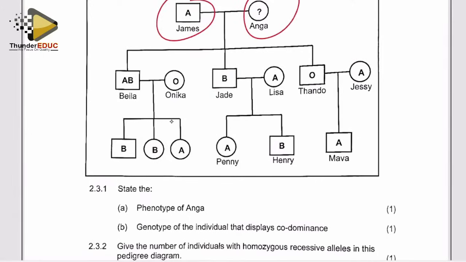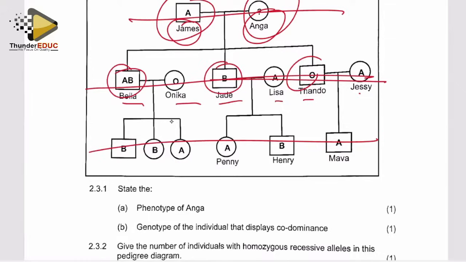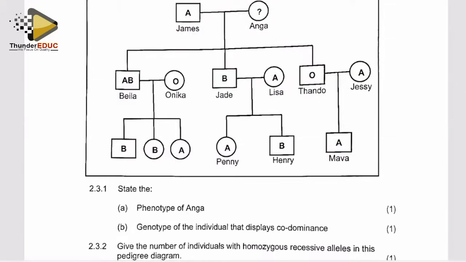So to know the phenotype, you need to know what the kids are. How many generations? There are two. 1, 2, 3. So there are 3 generations. How many kids are for James and Anga? Is 1, is 2, is 3. Okay. Someone is going to ask, how is it 3? Because this shows that it gave rise to that and that and also that. So they just got married to those kids.